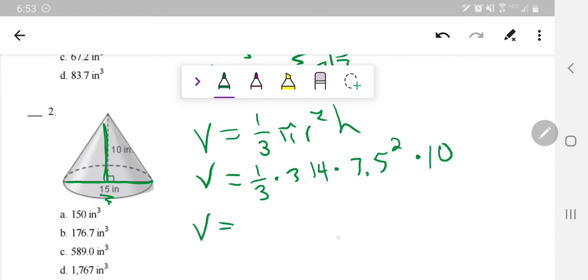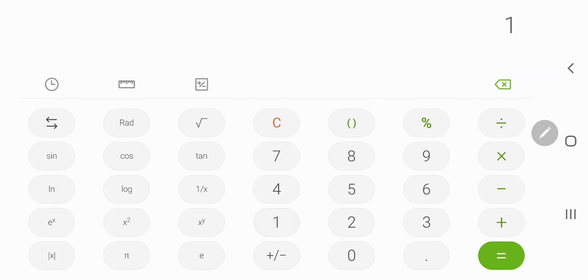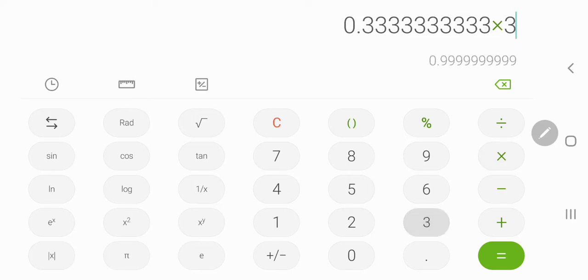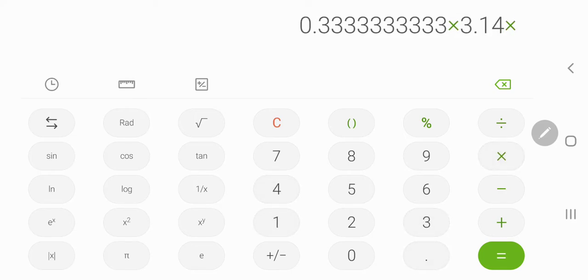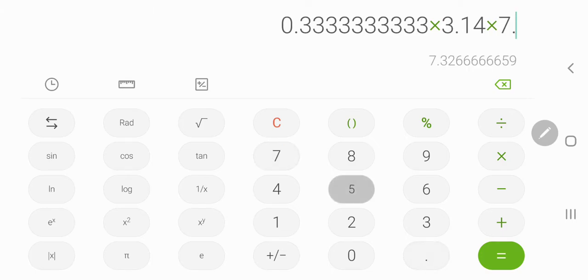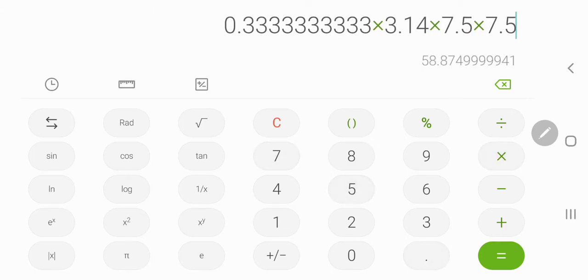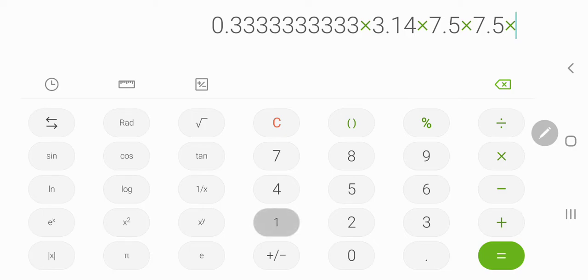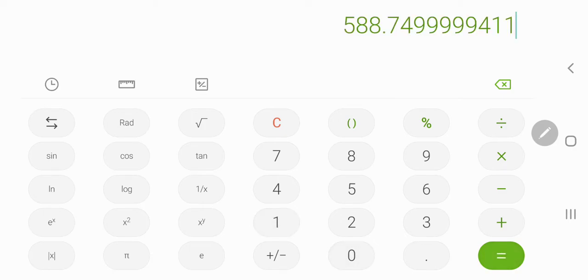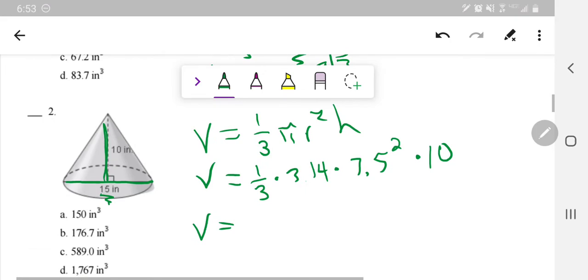And how are we going to type all this into the calculator? Let's give it a shot. So 1 divided by 3 equals that. We're going to multiply that by 3.14 times. Now, if I don't have a square button, I can just do this: 7.5 times 7.5. And then the height, I believe, was 10. Enter. That's 588.74. The 4 would tell the 7 to stay the same, so 588.7.